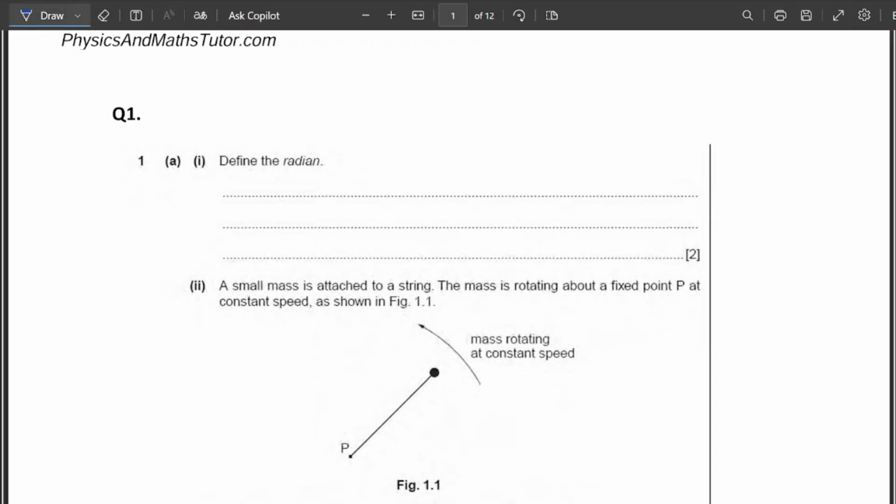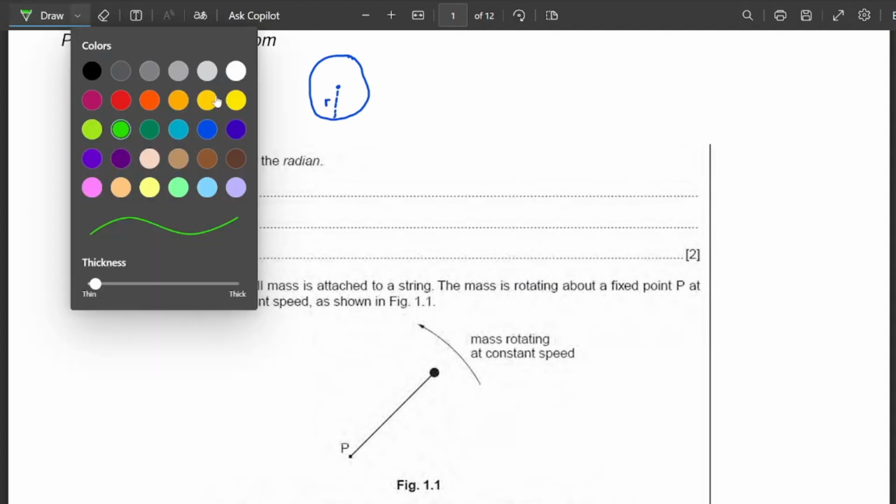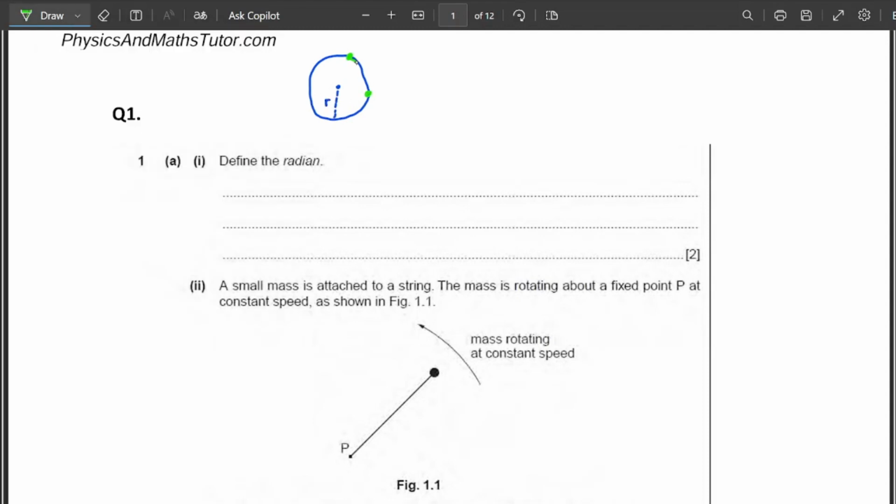Define a radian. So what is a radian? Well, if you have a circle over here, that circle is going to have a center as well as some radius. Now, you draw an arc on the circle that is the same length as your radius. So this is your arc length, let's call this S, and let's say your arc length has a value equal to the value of the radius.